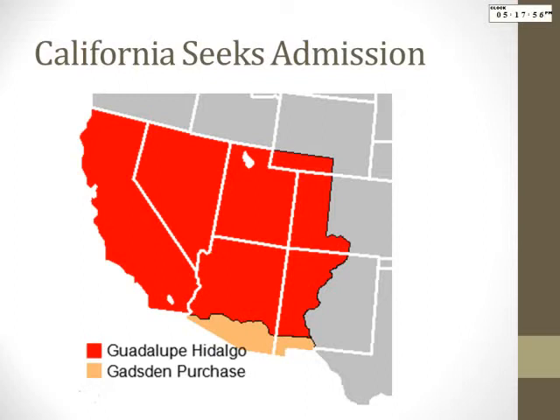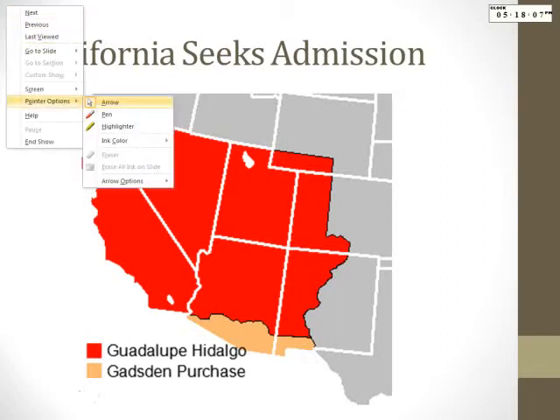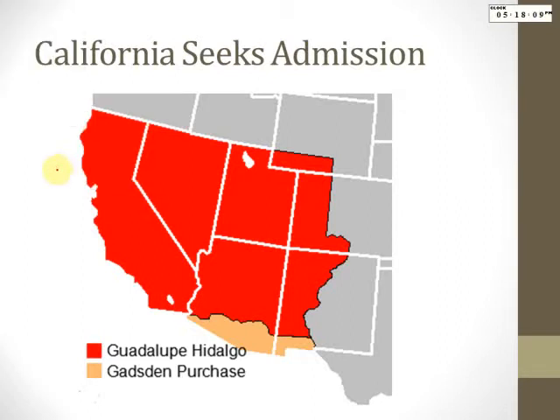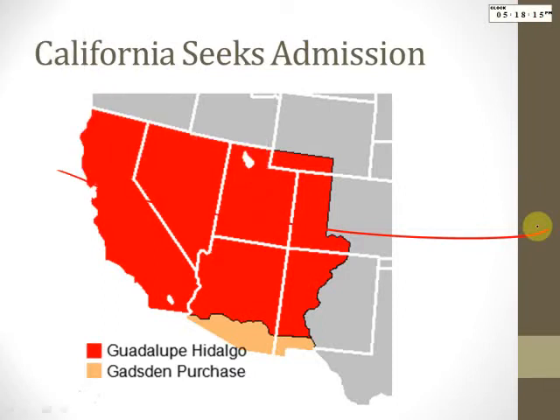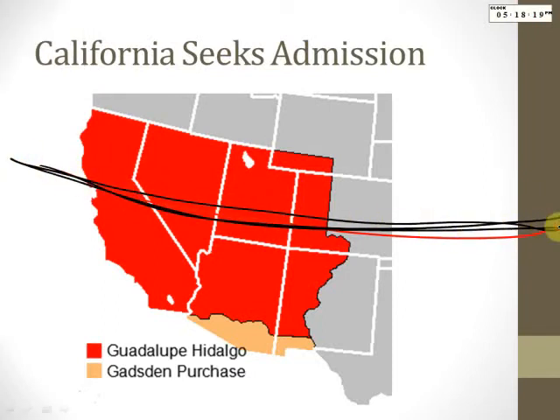Now, here's the issue. California is one of those states that is right in the middle of that 36°30' line. And the question that many assumed was that if California is in the middle, and most of it is below the line, the expectation was that California was going to become what? A slave state. It's majority below the line. Instead, when California seeks admission, it submits a constitution that actually requests becoming a free state.